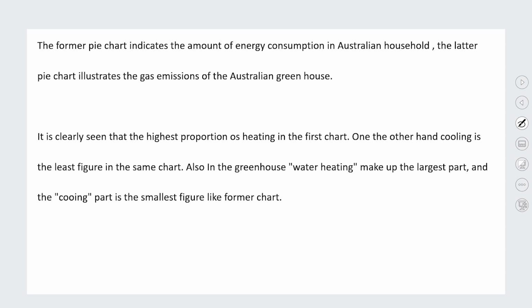So the former pie chart indicates the amount of energy consumption in Australian households. The latter pie chart indicates the gas emissions of the Australian greenhouse. It illustrates the gas emissions of the Australian greenhouse. Okay, so I can see what this candidate is trying to do is they're trying to use a bit more sophisticated grammar by using former and latter. The issue here is that if you're going to say the former and the latter, it's referring to something you've previously said. So you can't say it in the first sentence.